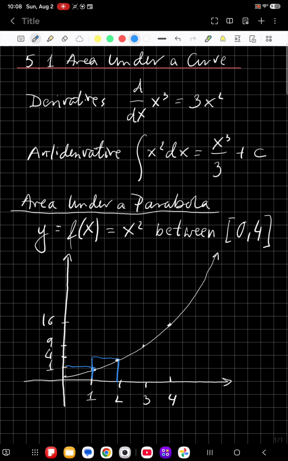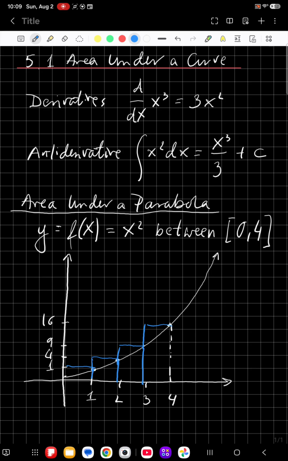By the way, let me quickly show you what area we're calculating. From 0 to 4, the area we're calculating is this one. We'll divide that area into those rectangles and simply calculate the area of those rectangles. It seems quite simple.